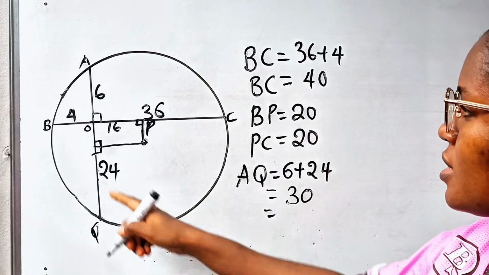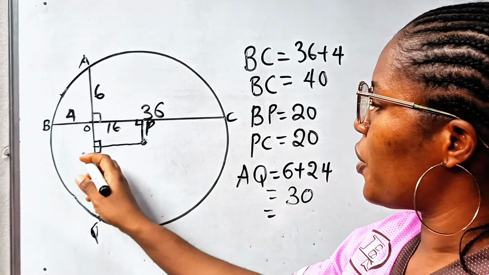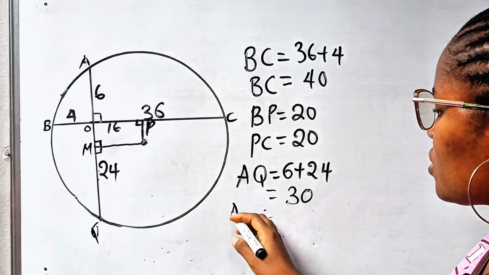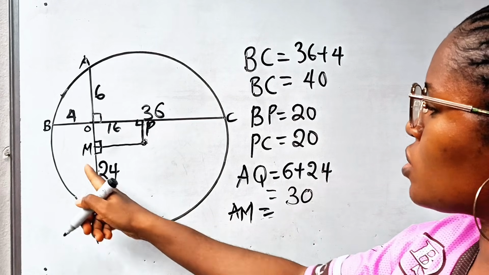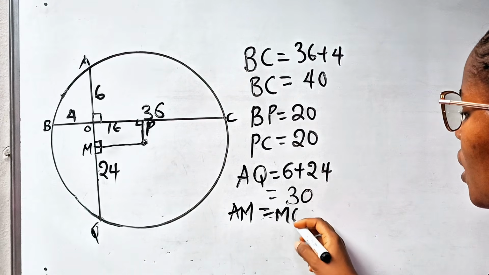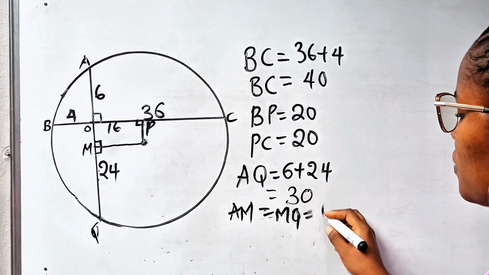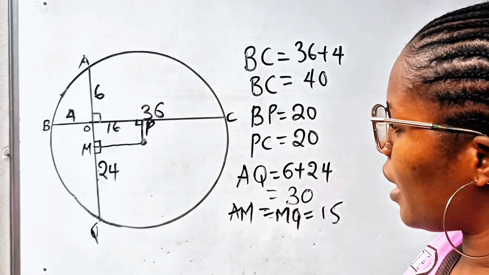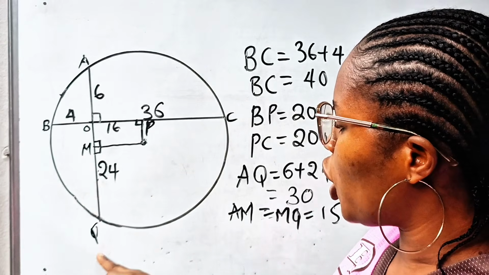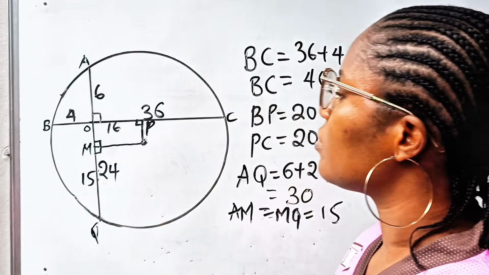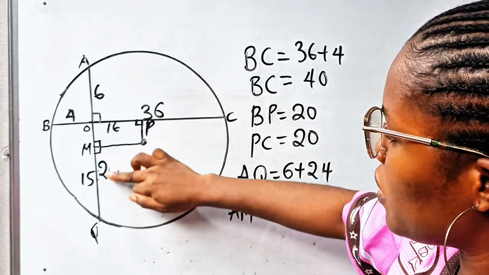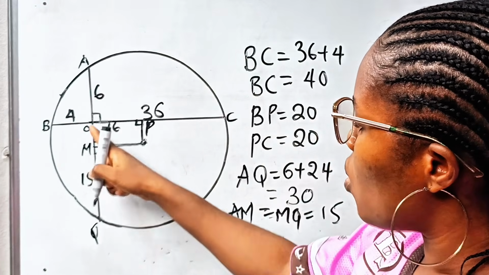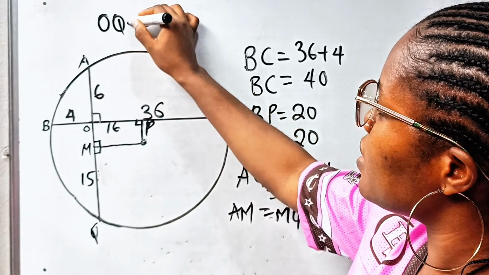Then let's call the meeting point M. So it means that AM must be equal to MQ, which should be half of 30, which is 15. And if that is the case, it simply means that MQ is 15. All right, so let me remove this 24. We already know this is 24. Let me write it somewhere that OQ is 24 because I know we still need it.